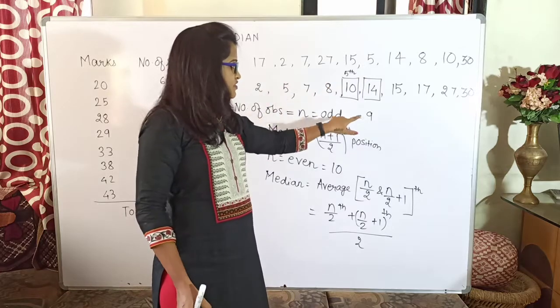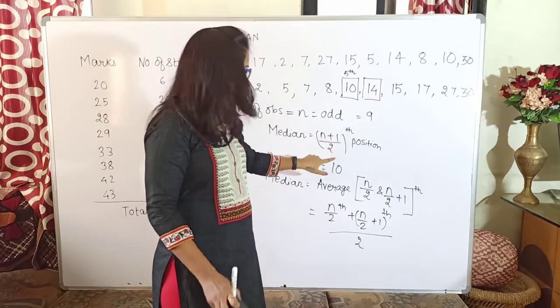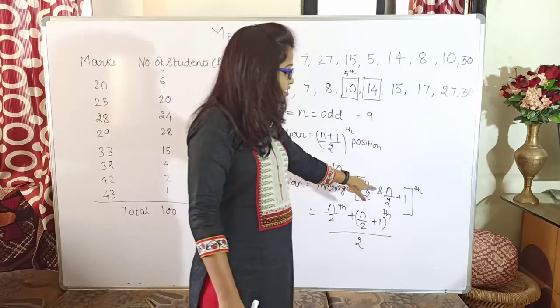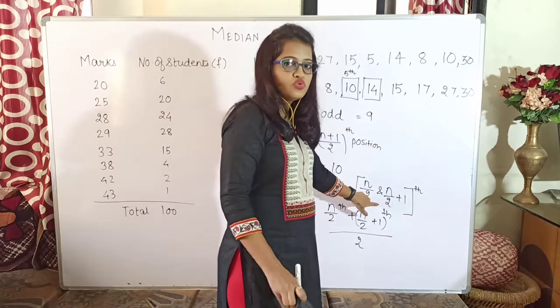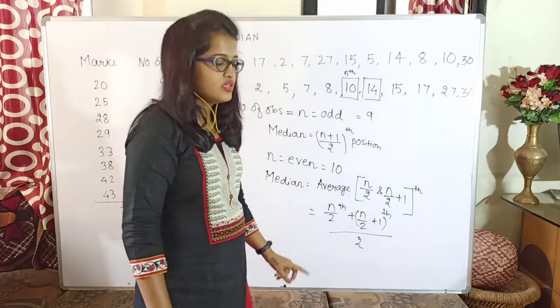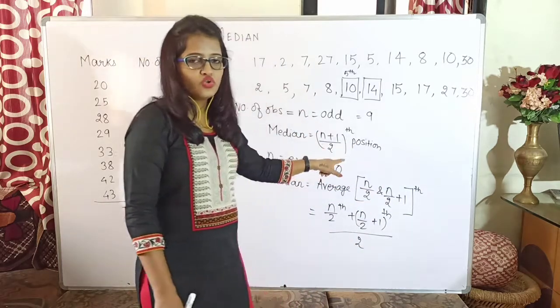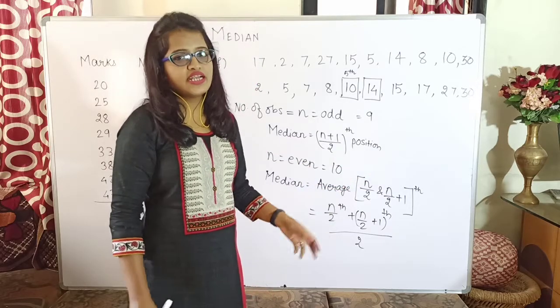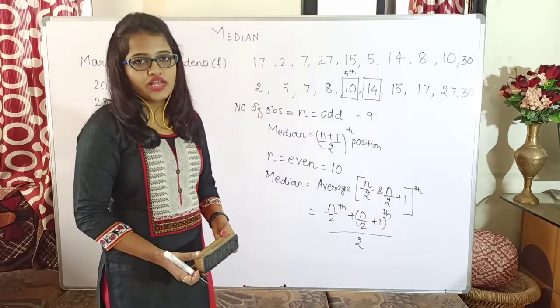So when my observations were 9, I did 9 plus 1, 10, and then I divided it by 2, so I got 5 as the answer. But here you have to first divide it by 2 and then add 1 to it. So the two formulas are different. Don't get confused and write that n by 2 plus 1 as n plus 1 by 2, because in that case you will get a wrong value.